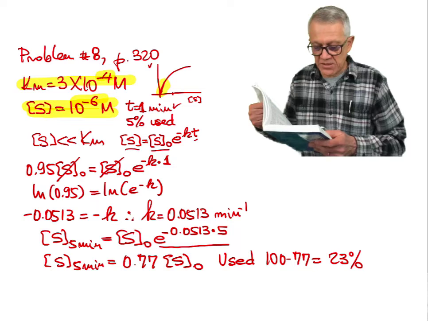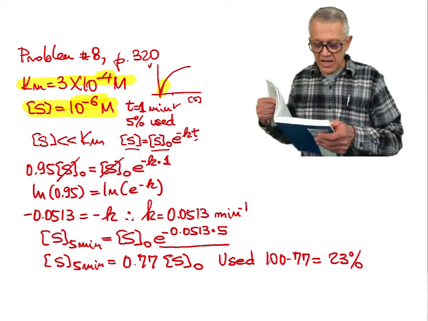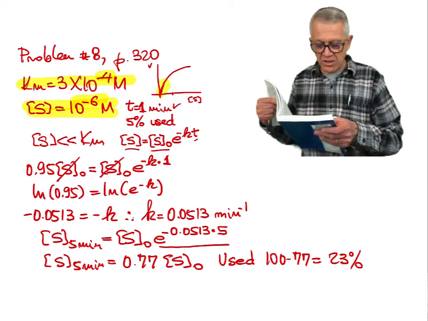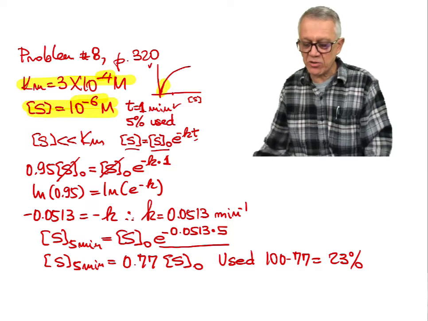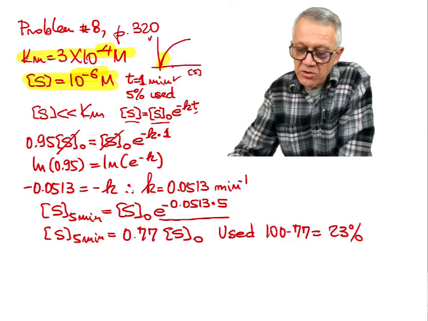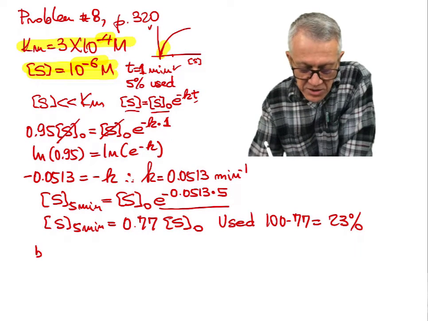Now question B: if the initial substrate concentration were 8 × 10 to the power of negative 7 molar, what percentage of the substrate will be utilized by 5 minutes? A very interesting question. A trick one, trying to get you in trouble. The question again, this is letter B.